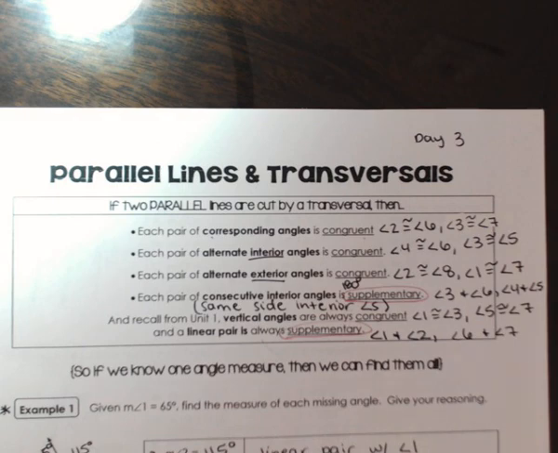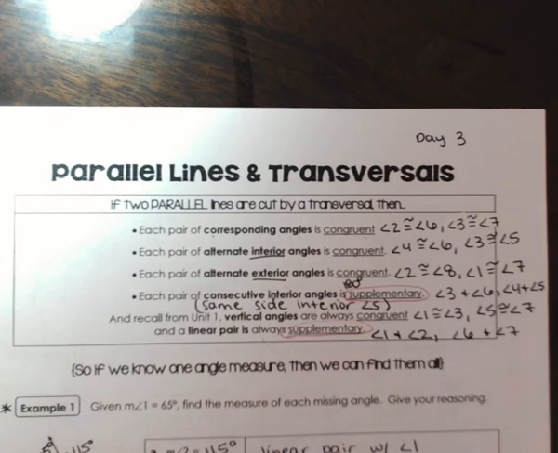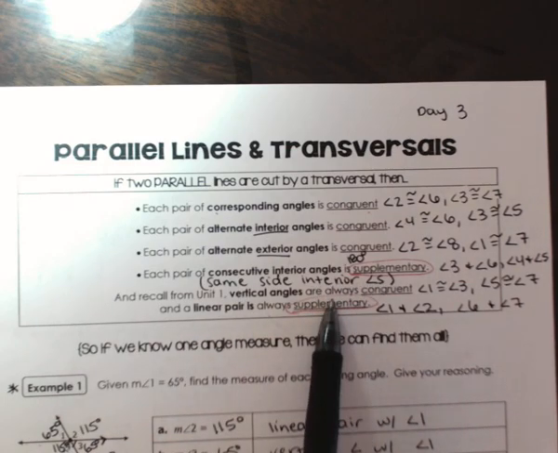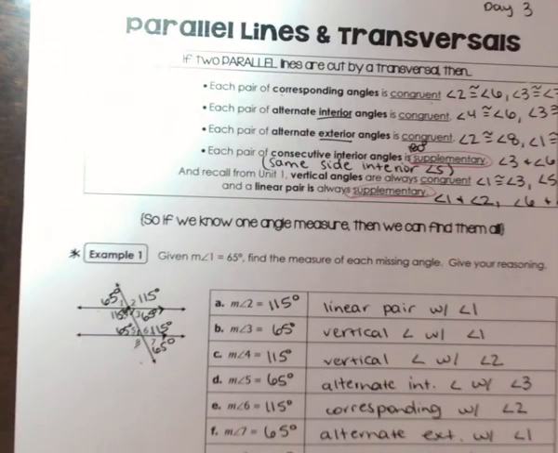But last time we talked about parallel lines and transversals, so you should be watching this on Thursday, April 2nd. Second day of parallel lines and transversals. We talked about all the different vocab names. The two that you need to be careful with are the two supplementary, the consecutive interior angles and then the linear pair. Those are the only two that are supplementary. Everything else is congruent. And then we did a few of these problems.